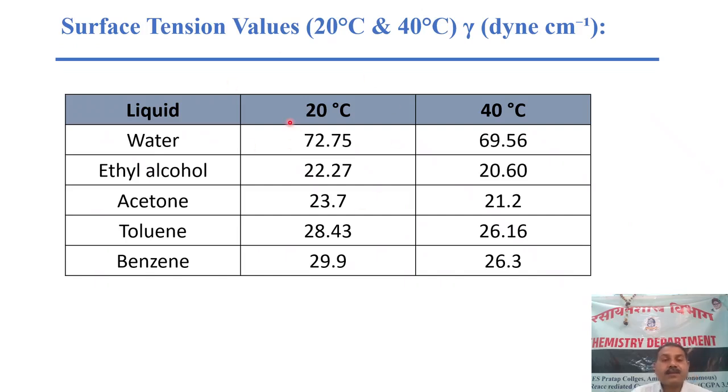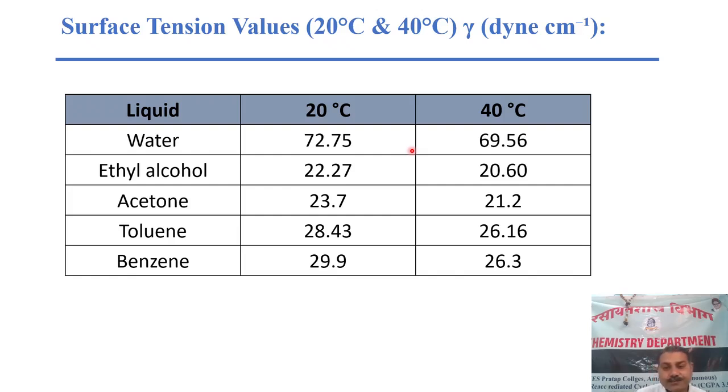There are some different liquids having different surface tension values at 20 degrees centigrade and at 40 degrees centigrade, which is expressed in dyne per centimeter. So water at 20 degrees centigrade is 72.75 dyne per centimeter, while at 40 degrees centigrade it exerts a surface tension of 69.56. So by increasing the temperature, the intermolecular force of attraction decreases, and therefore surface tension also decreases.